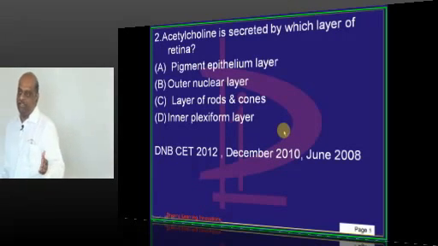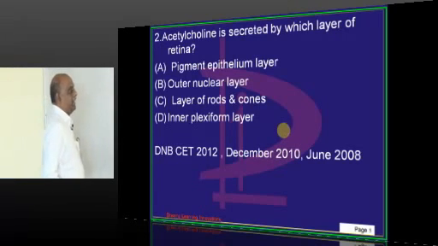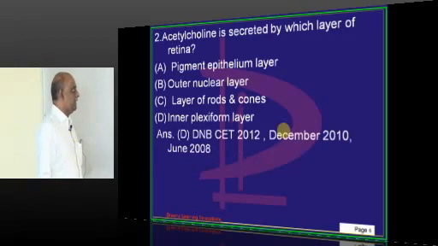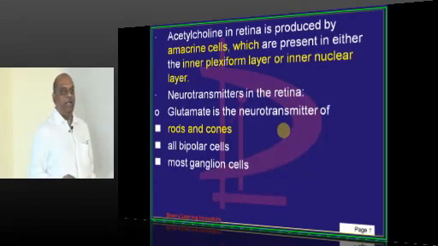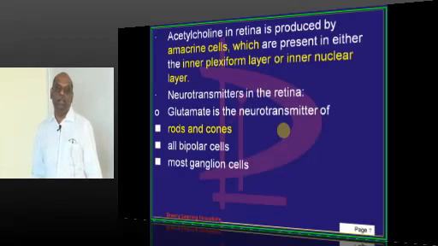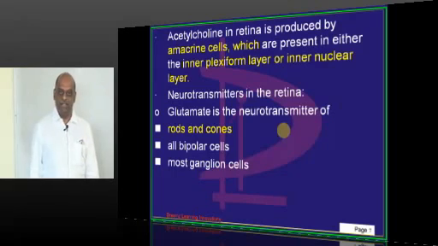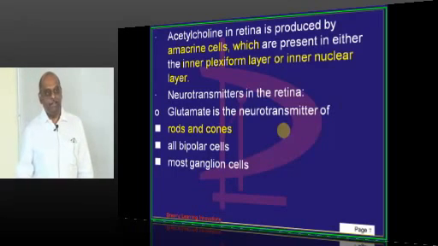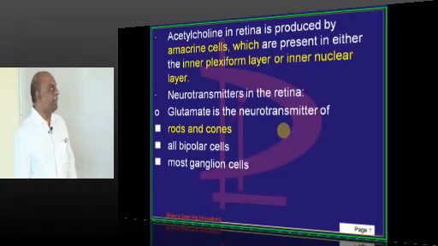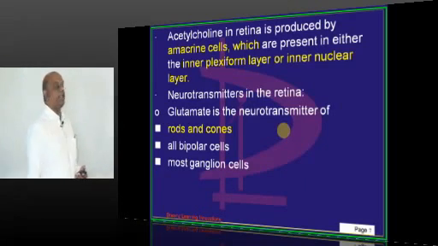Retina has many layers. What are the layers? And in which layer do you find the presence of acetylcholine secreting cells is a very important question. So in the inner plexiform layer you have amacrine cells, which are the ones which produce the acetylcholine. A for acetylcholine, A for amacrine cells, A means inner plexiform layer. You can easily remember. Now, what are the various neurotransmitters in retina?